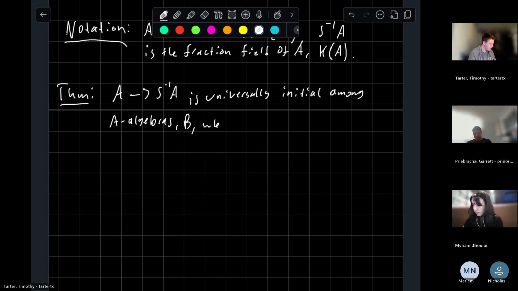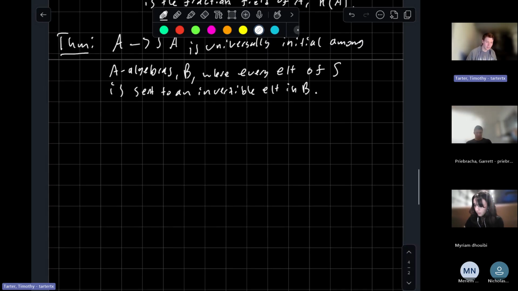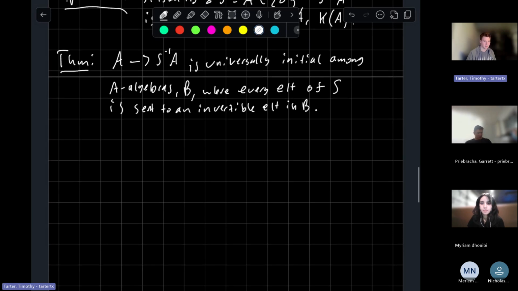B, where every element of S is sent to an invertible element in B. And so an A algebra is basically a well-behaved vector space. And well-behaved vector spaces have this nice property of multiplicative inverses. And so basically, this just makes sense.